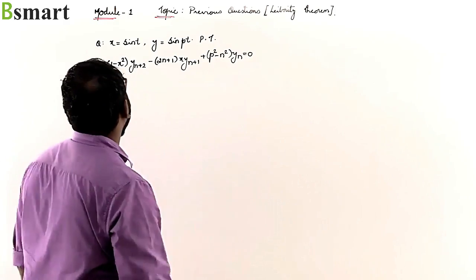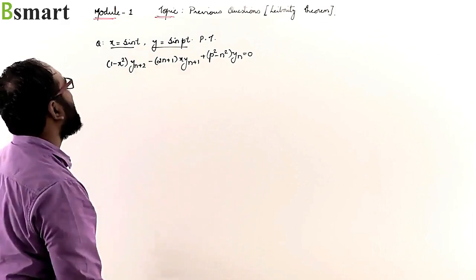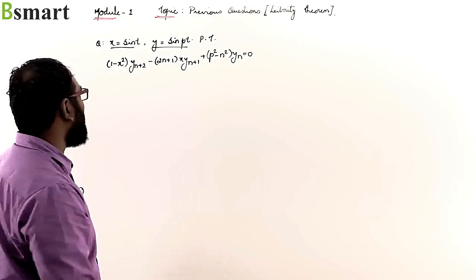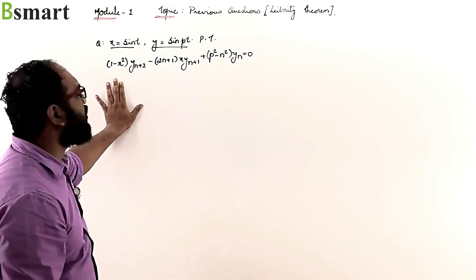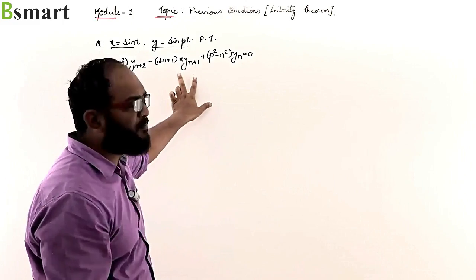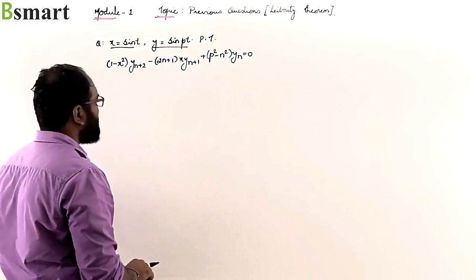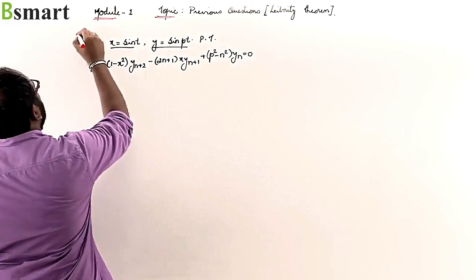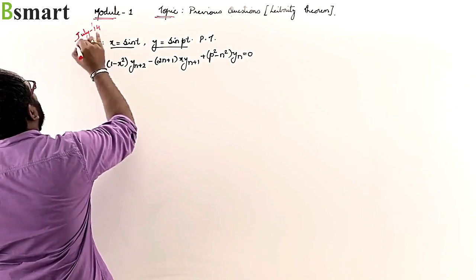Now consider x = sin t, y = sin pt. So the curves are in parametric form, and we are asked to prove that (1 - x²) y_{n+2} - (2n + 1) x y_{n+1} + (p² - n²) y_n = 0. This question was asked in July 2014.